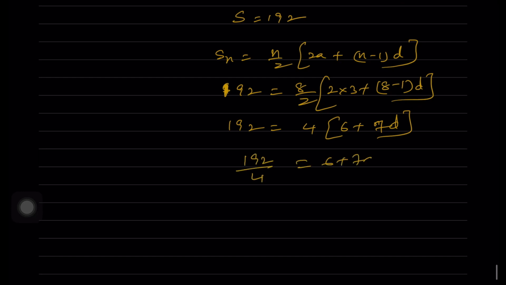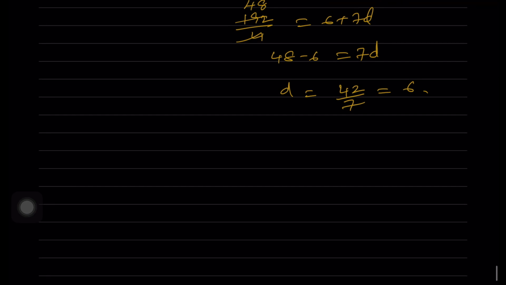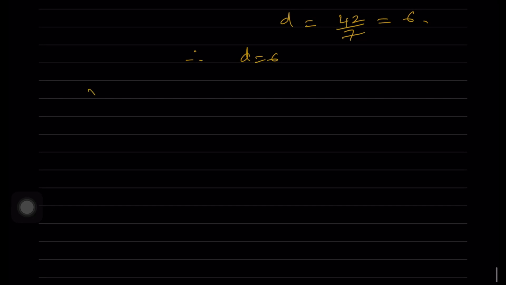So now if you substitute, you cancel whatever can be cancelled. So you are getting 7d is equal to 48 minus 6. That is 48 minus 6 is 42. So d is equal to 42 by 7, which is equal to 6. So we got here d is equal to 6, and that's the answer.